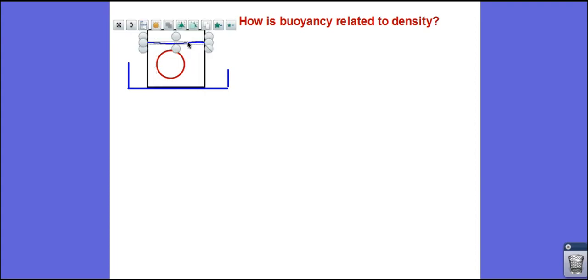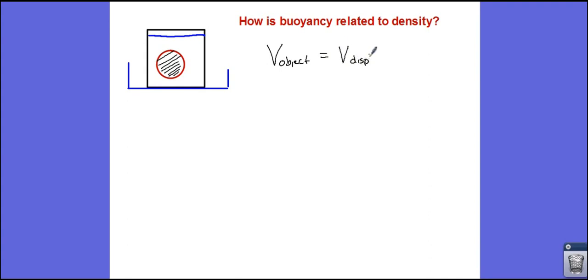Well, the level of the water is going to rise. Okay? And that's because the volume of this object is going to be that much water pushed out of the way. So one thing we know is if we put the object into the water or into a fluid, and the object is completely submerged, then the volume of the object is going to be equal to the volume of the displaced fluid.